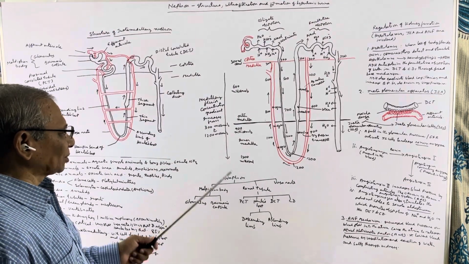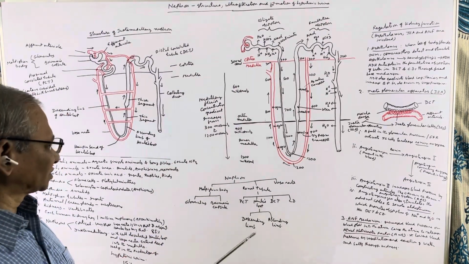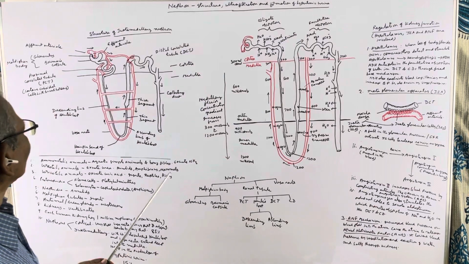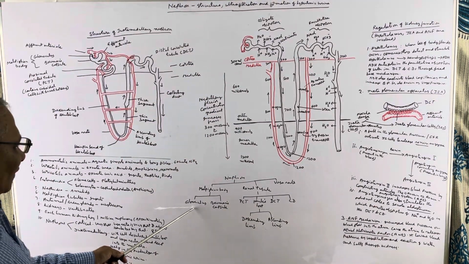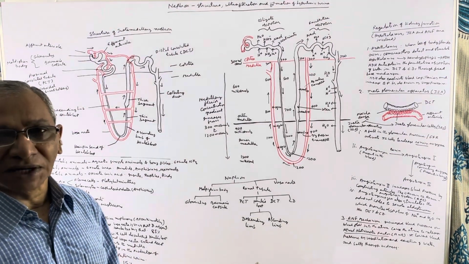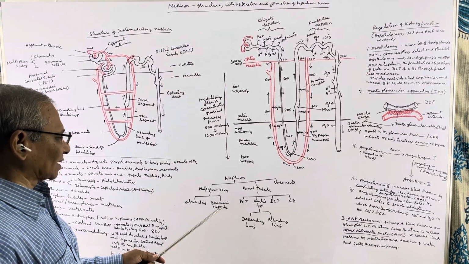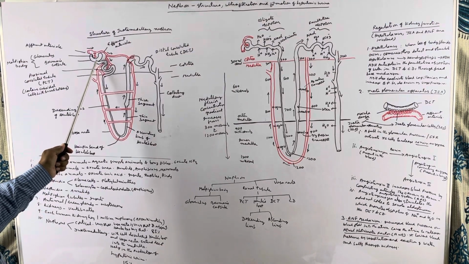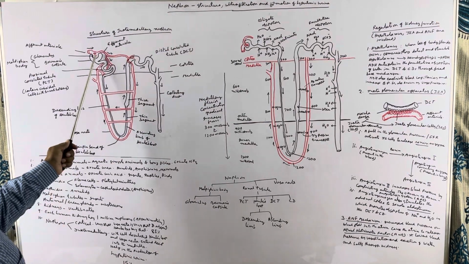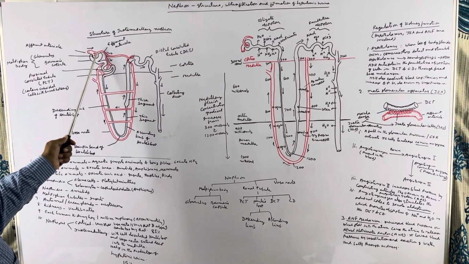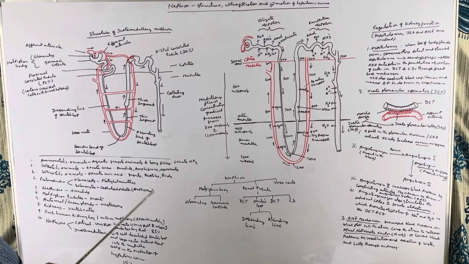Then, coming to the nephron, there are three main parts: Malpighian body, renal tubule, and vasa recta. The Malpighian body consists of again two parts: glomerulus, which is a network of blood capillaries, and the Bowman's capsule. Bowman's capsule is a double-walled cup-like structure. In this cup-like cavity of the Bowman's capsule lies the glomerulus. The glomerulus receives blood through afferent arteriole, this one, and it sends out blood through efferent arteriole.